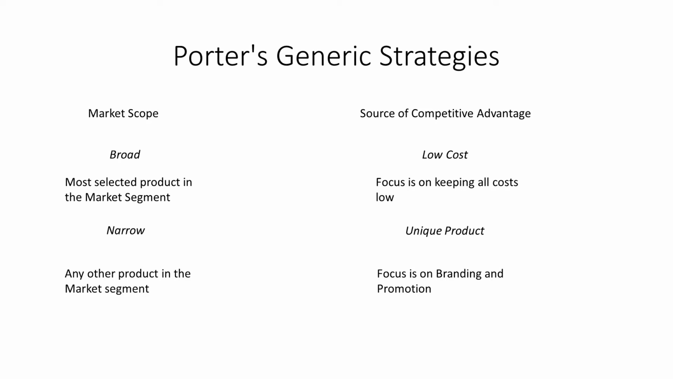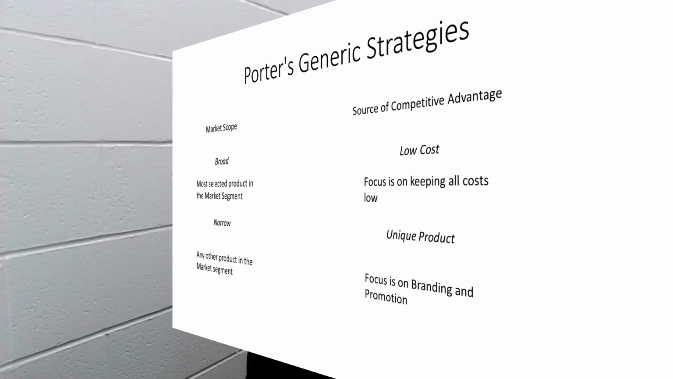The source of competitive advantage is defined by low price or unique product. Low price products in the broad or narrow market scope are generic or unadvertised brands or names. The unique product is defined by brand names such as Coke, Pepsi, A&W Root Beer.